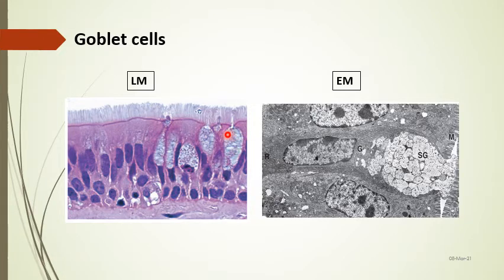The apical part is broader, and the basal part is narrow; it contains the nucleus and rough endoplasmic reticulum. In the electron microscopic picture it is very clear. This is the apical part of the goblet cell. We have secretory granules, and this is the basal part of the cell.